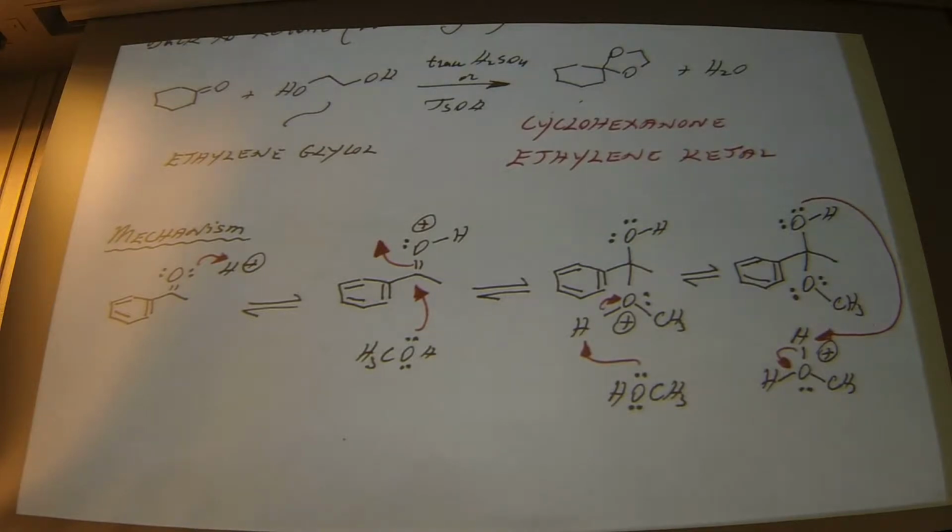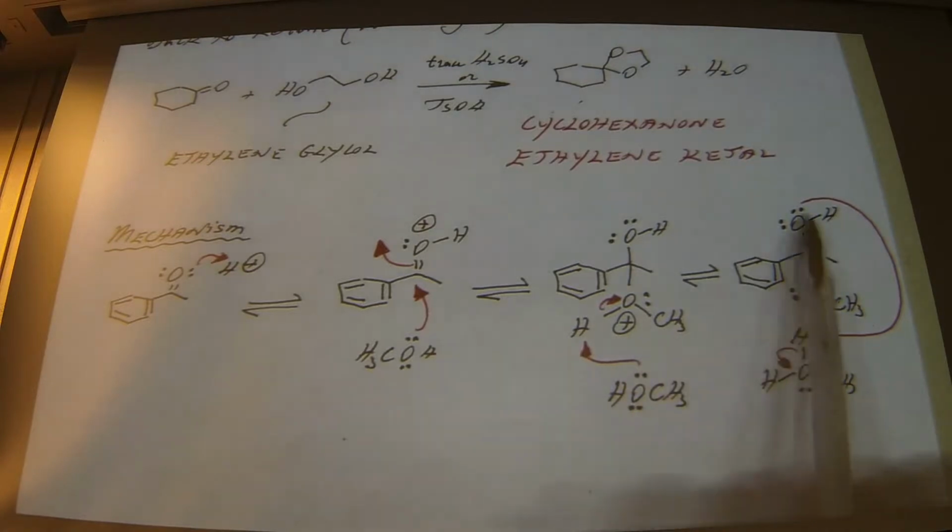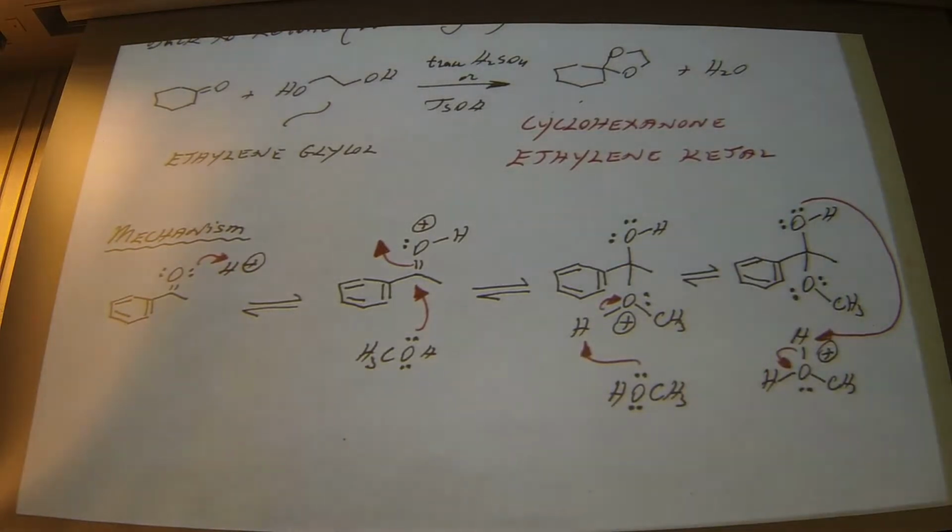And I hope that we can then remember this, because actually this mechanism, as you're going to see, is very similar to the things we're going to talk about in chapter 20. So first step, activation of the carbonyl, nucleophilic attack. That gives you the tetrahedral intermediate. Then you get some proton transfer steps. Then you activate the other oxygen atom.